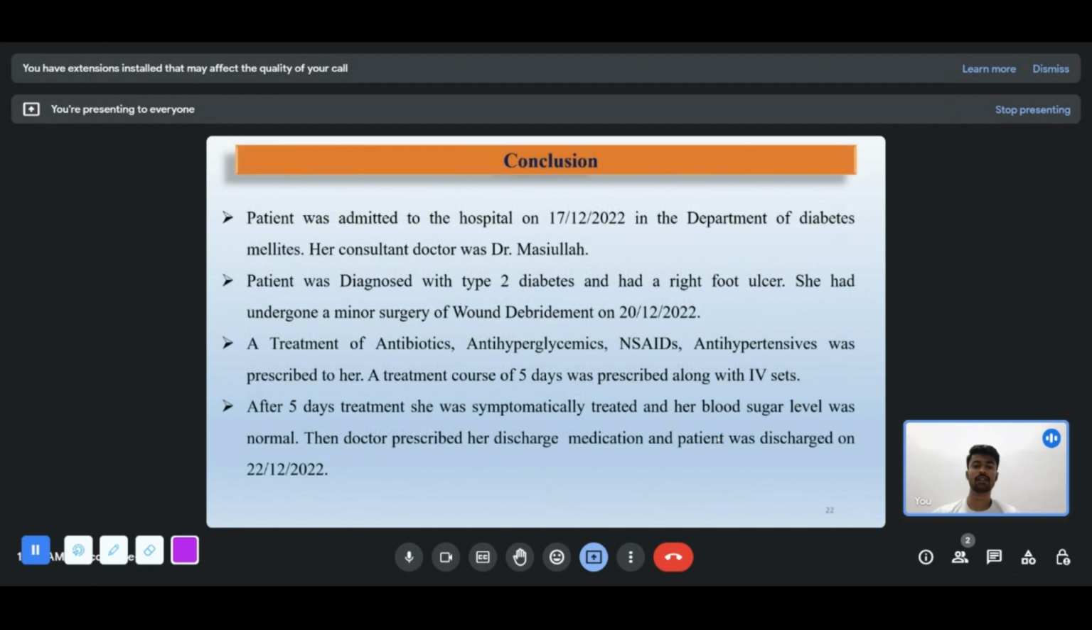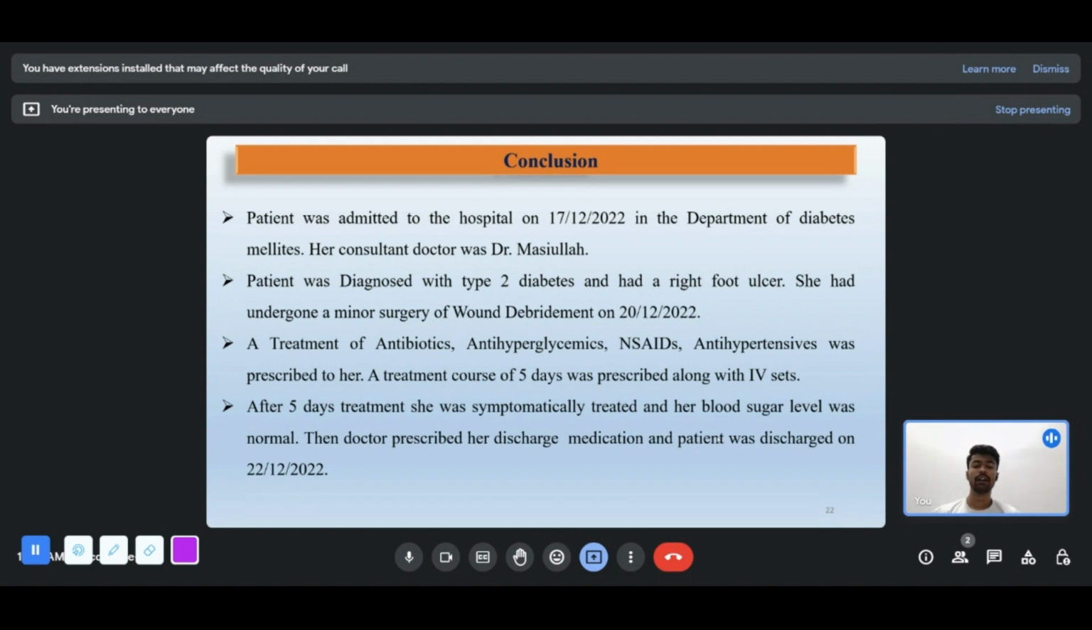Coming to the next, that is conclusion. Patient was admitted to the hospital on the 17th of December 2022 in Department of Diabetes Mellitus, and her consultant doctor was Dr. Masiwalla. The patient was diagnosed with type 2 diabetes and had a right foot ulcer. She had undergone a minor surgery of wound debridement on 17-12-2022.